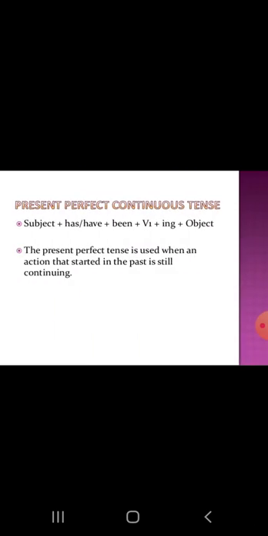Then we discussed present perfect continuous tense. Present perfect continuous tense expresses an action that started in the past but is still going on. And the sentence structure for this type of tense is subject plus has or have plus been plus first form of the verb plus ing plus object. I hope these four forms of present tense are clear to you, and your chapter 15 is related to that only. It is as simple as that.